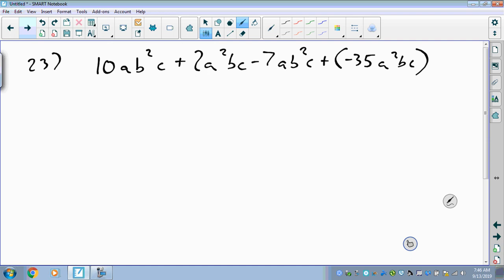Yeah, just look at this and it gives you a headache, huh? Okay, so remember, everything has to be the same, okay? So this and this are a like term, right? I have a b squared c, a b squared c, okay?